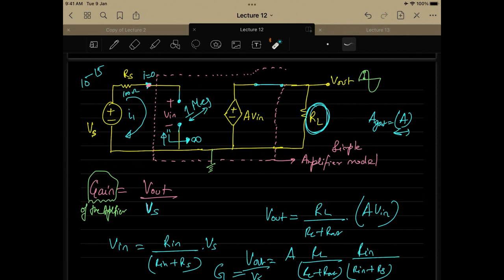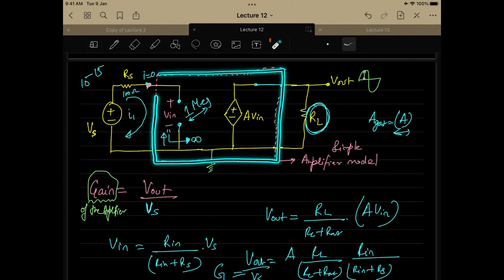See, the thing is, sir, I'll tell you. Vs is equal to V in is another thing. But the important part is, please note that this is basically a black box. It's like you are purchasing a microphone. So it's a black box.